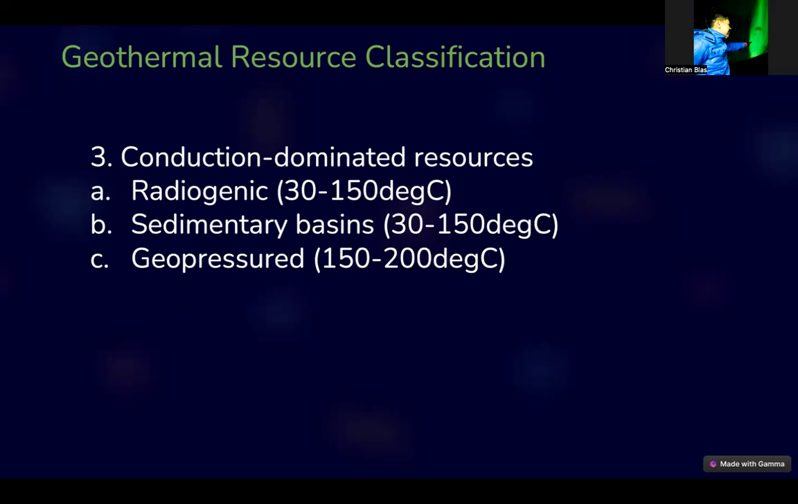Lastly, we have the conduction dominated resources. These are heat carried upward by conduction through rock. We have the subclasses: the radiogenic, the sedimentary basins, and the geopressured. Radiogenic, which ranges from 30 to 150 degrees Celsius, is heat generated by radioactive decay. That's why it is called radiogenic.